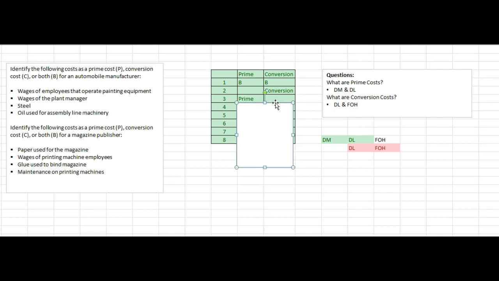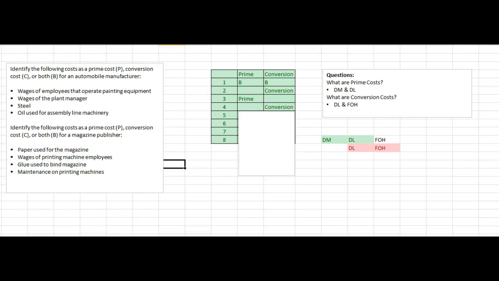So oil used for the assembly line machinery. Now that one's a little bit harder because I can't tie that to the product, a specific product. It's not a material. So that would probably be factory overhead or a conversion cost. Now, I'll let you do the rest of these. Look in the book and see what you find.